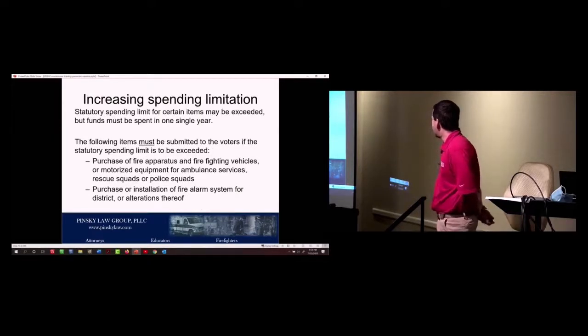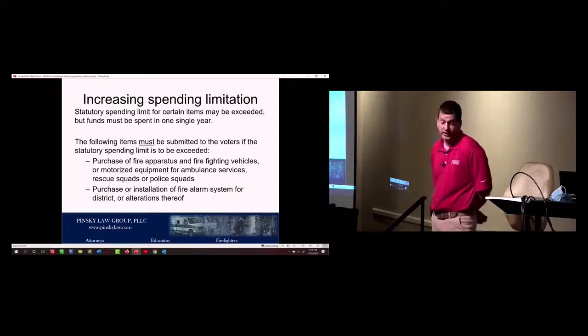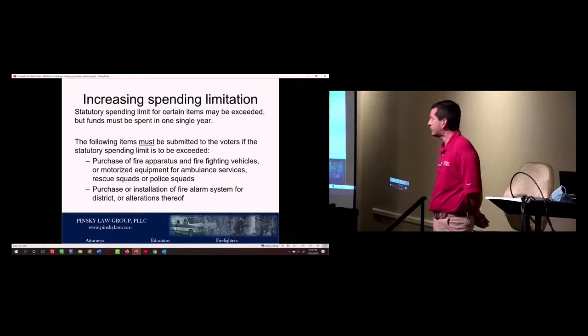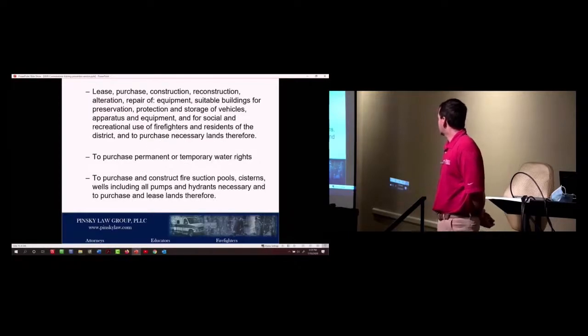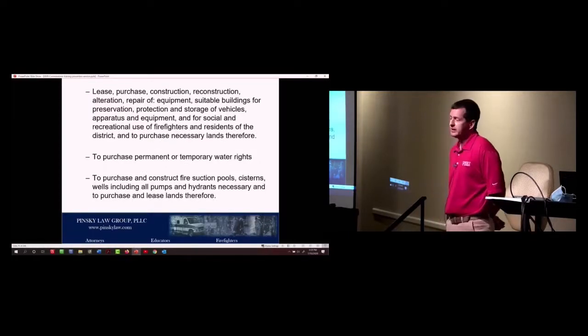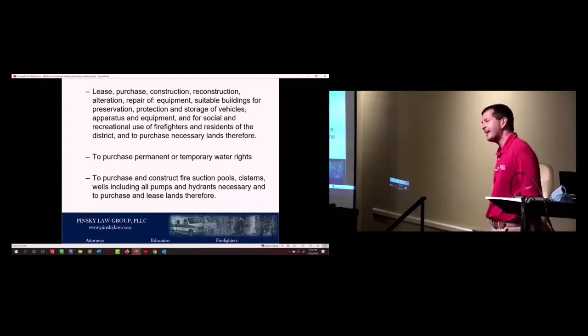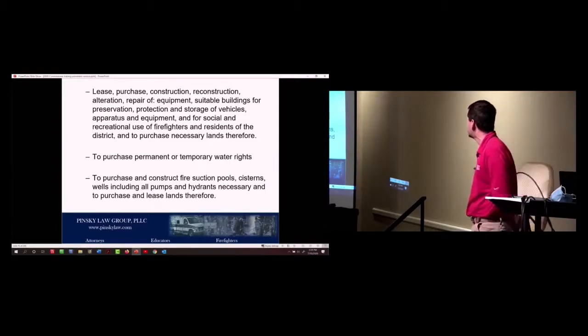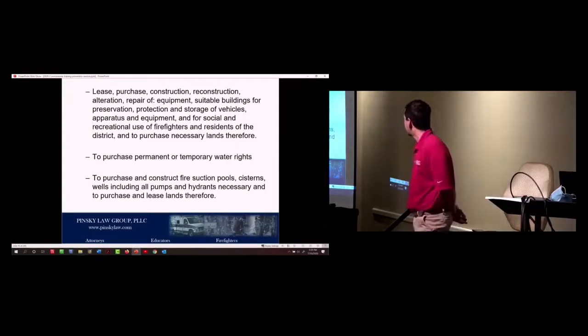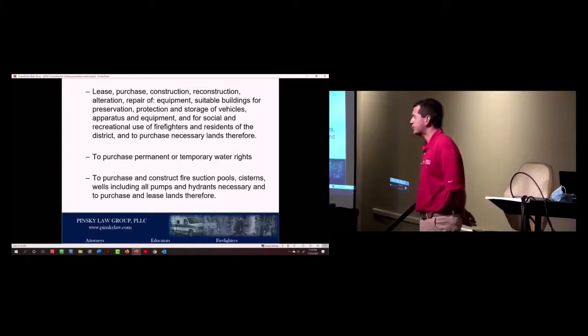Okay, now you can increase the limit in a single year if you want, or it could be repeated. So there's ways to do that. There are certain things you can increase the statutory limit for. It's pretty much everything you would want to do that for. I'm not going to spend a lot of time on this. One, I think our brains are starting to be mushy after being here for many, many hours. But you can increase the statutory spending limit and spend it on almost anything.